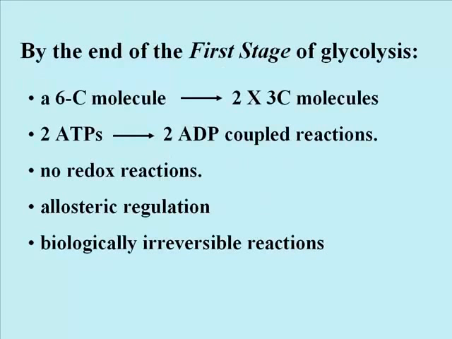Let's summarize the first stage of glycolysis. A 6-carbon carbohydrate has been split into two 3-carbon carbohydrates. A total of 2 ATPs have been consumed here. There have been no redox reactions so far. Remember that the first of them occurs in the second stage of glycolysis. And we've seen two allosterically regulated enzymes, both of which in this case happen also to be biologically irreversible.